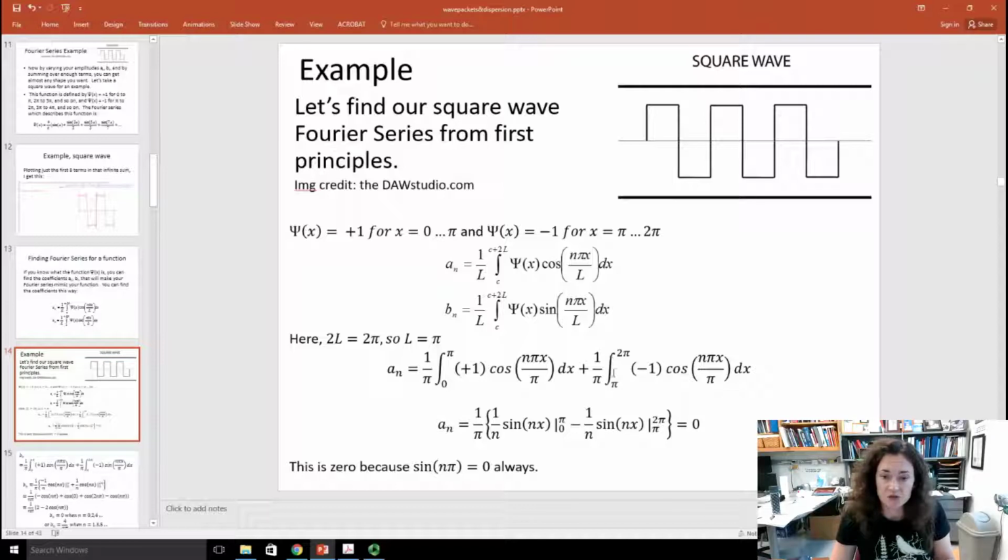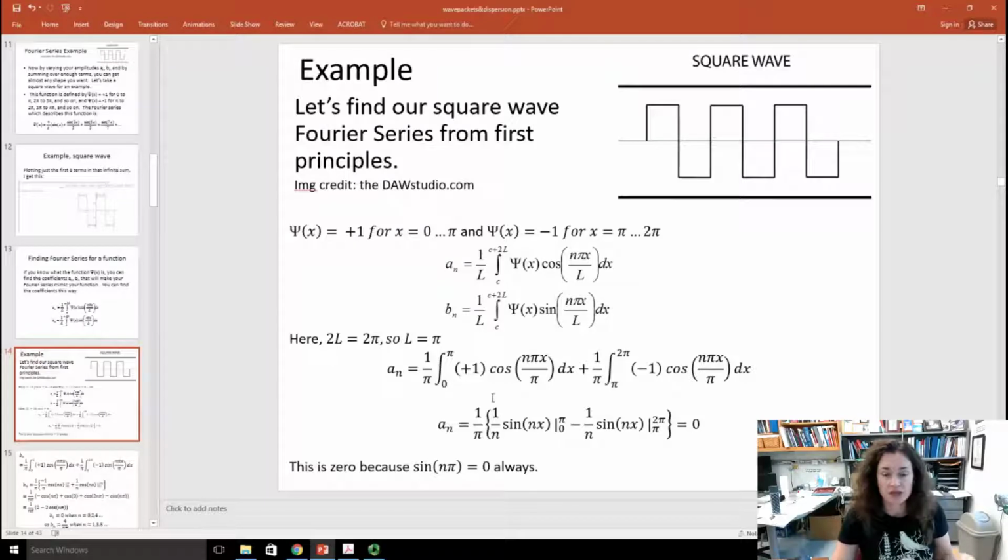So I have 1 over pi, integral from pi to 2 pi of -1 times cosine of n pi x over pi dx. Okay, so I'm going to perform those integrals. They're pretty easy to do. All you have to do is integrate your cosine, and when you integrate the cosine of nx, you get 1 over n sine of nx.